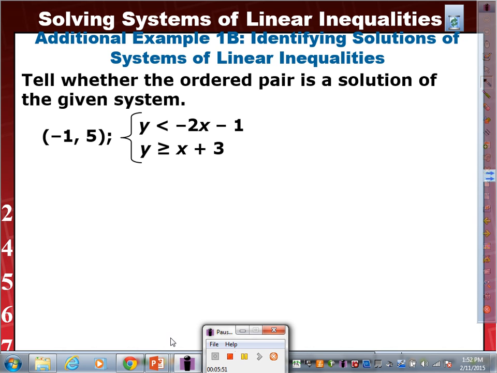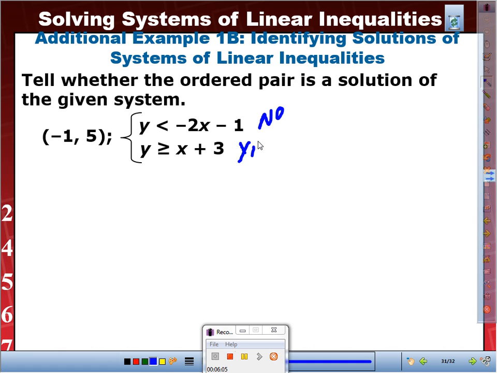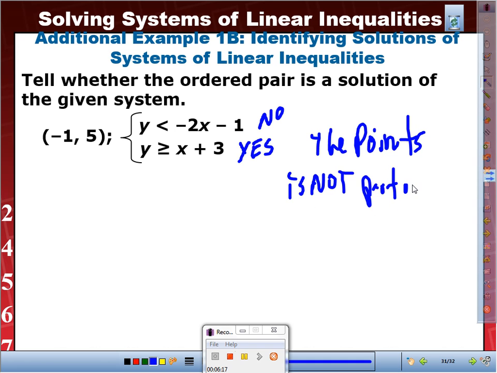All right. Who checked the first one already? Did everybody check the second one already? So this one is no, this one is yes. So this one worked for one, not the other. Therefore, the point is not part of the solution set.